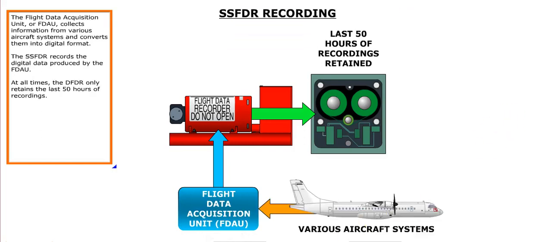The Flight Data Acquisition Unit, or FDAU, collects information from various aircraft systems and converts them into digital format. The SSFDR records the digital data produced by the FDAU. At all times, the SSFDR only retains the last 50 hours of recordings.